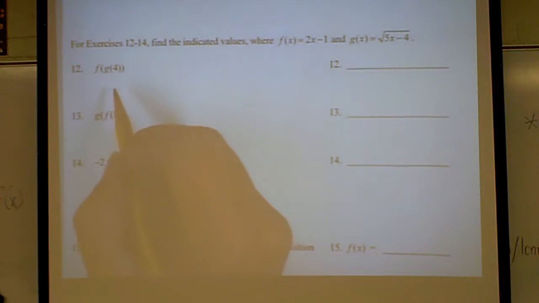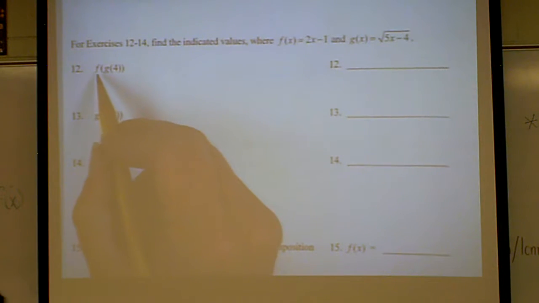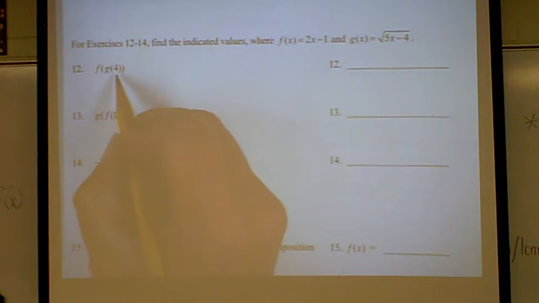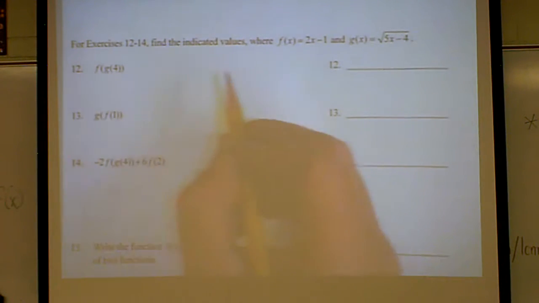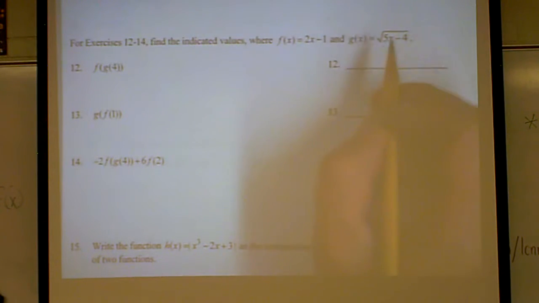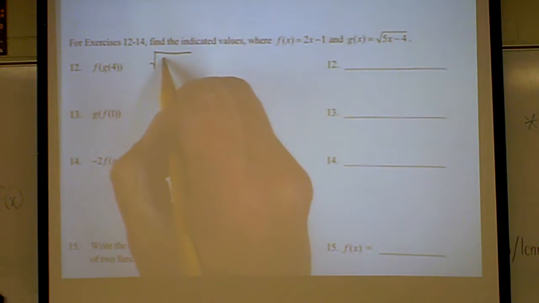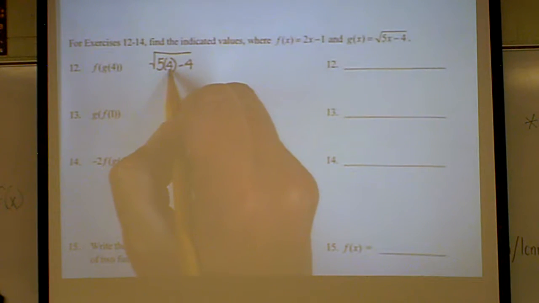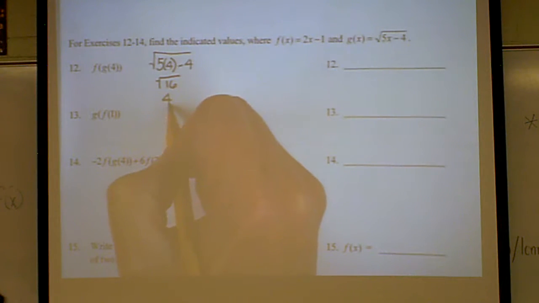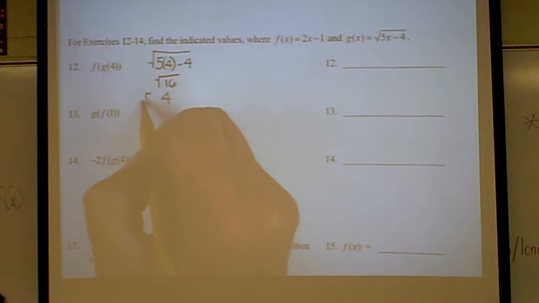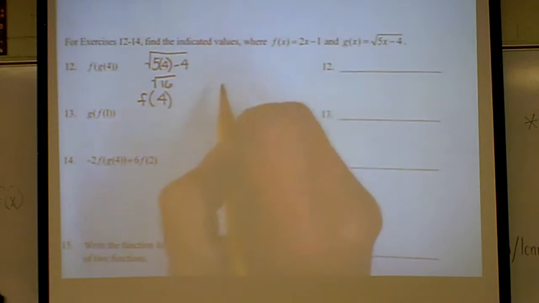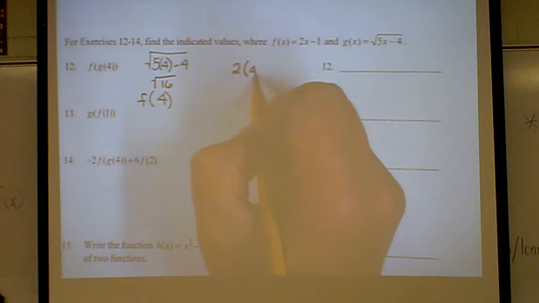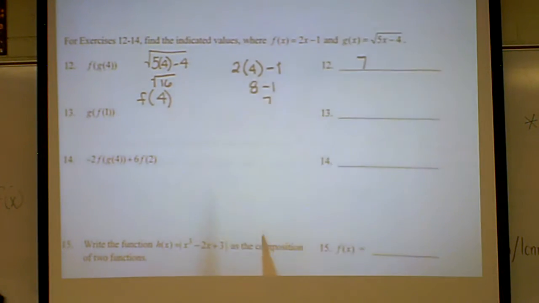Number 12, you have a composition of f of g of 4. You will plug 4 into the g function. So 4 goes in here, and you're going to evaluate this for 5 times 4 minus 4. 5 times 4 is 20. 20 minus 4 is 16. The square root of 16 is 4. Then you're going to do f of 4. You're going to plug 4 in the f function. 2 times 4 is 8, and 8 minus 1 is 7. So the answer is 7.